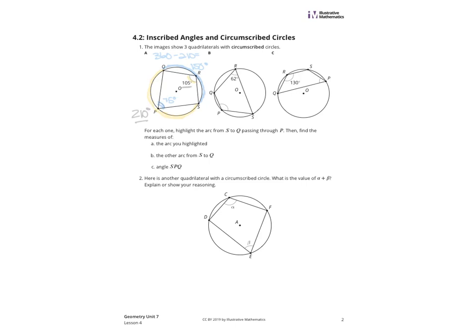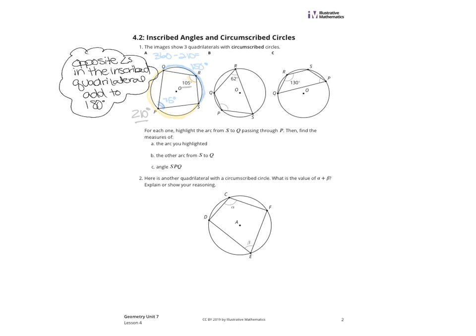This is where on the previous page, we wrote down that opposite angles in the inscribed quadrilateral add to 180 degrees. They're supplementary. So let's take a look at the other two diagrams.